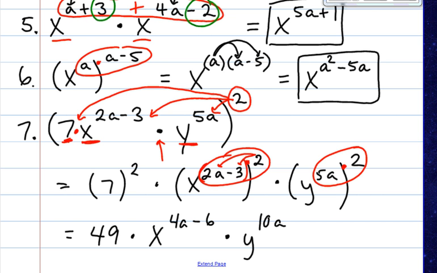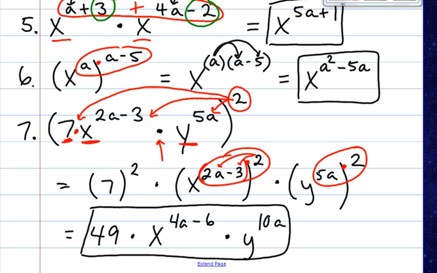Now my final answer here, it cannot be simplified any further. I have no like bases. Everything's as simplified as possible. So this is my final answer. Okay, so the main thing I want you to remember are the rules, and we're going to take this a little bit farther in class.